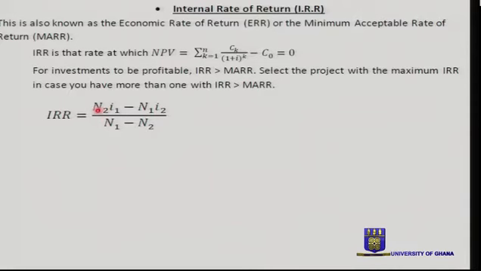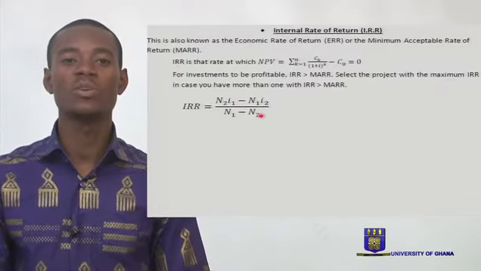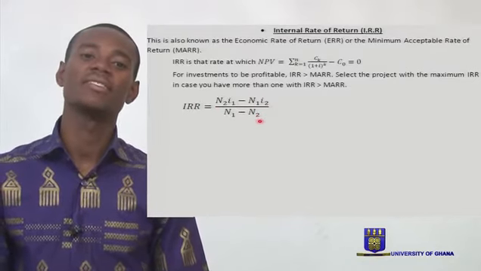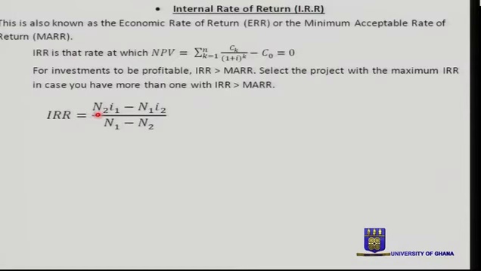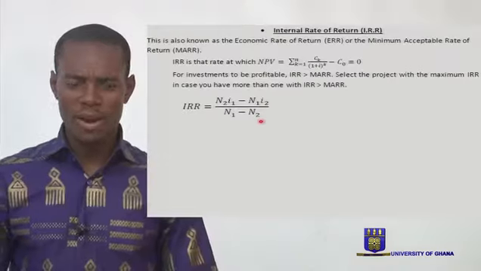Now, your first NPV, which you found using the arbitrary interest rate, which is your I2, multiply it by your initial interest rate, which is I1. Then subtract your first NPV times your second interest rate, the one you chose arbitrarily, and divide by the difference between the first NPV and the second NPV. I'll take it again. Your second NPV times your first interest rate minus your first NPV times your second interest rate, divided by your first NPV all minus your second NPV.